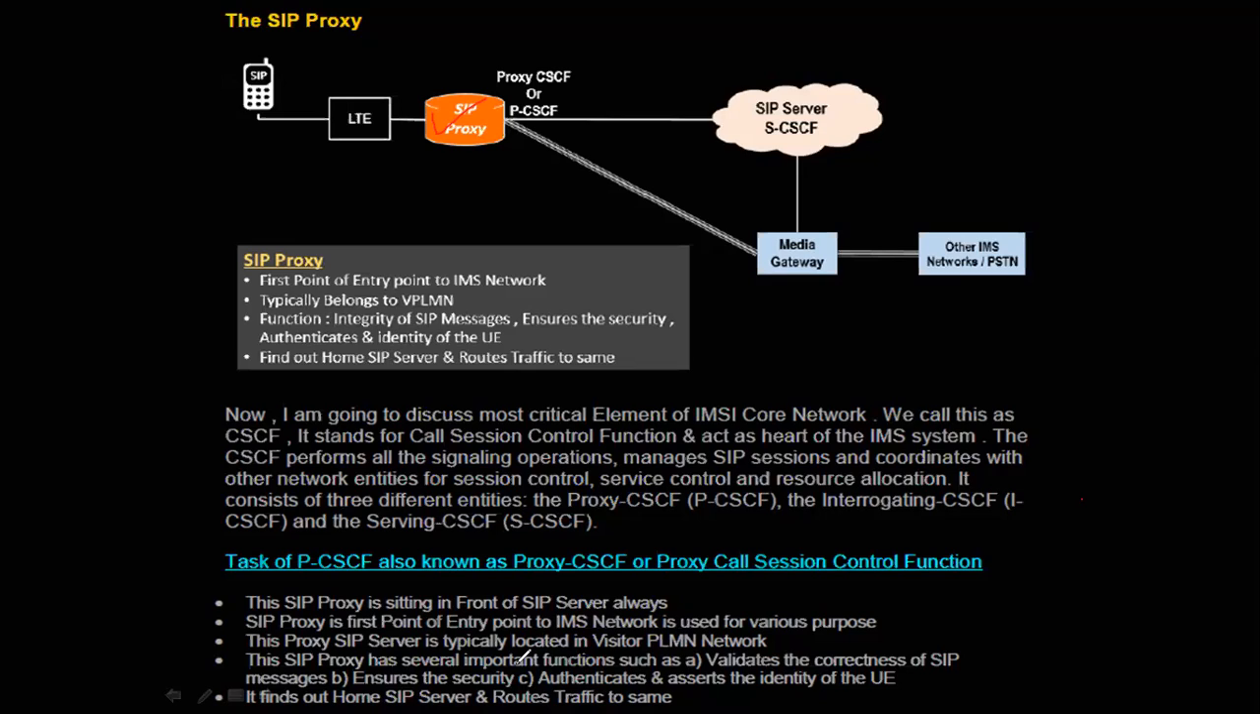And that is for your LTE coordinator, and this is for the IMS coordinator. Okay, authentication and asserts the identity of the UE. Is this a valid UE or not? And it finds out the home SIP server and routes traffic the same.